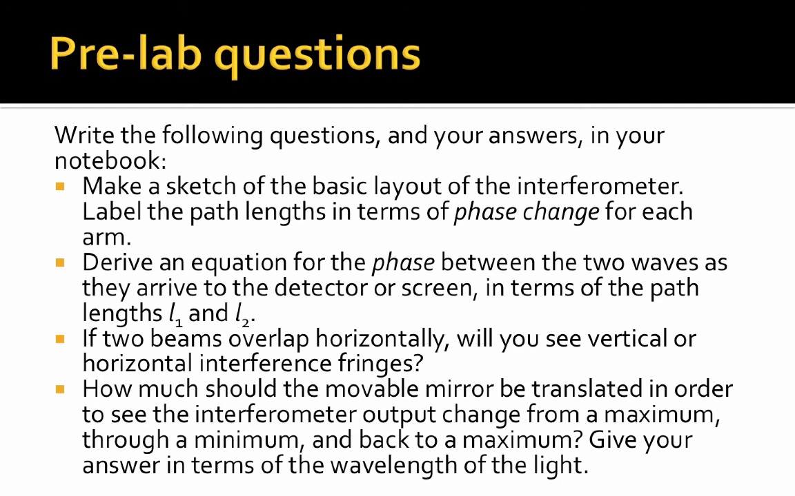Lastly, by how much should the movable mirror be translated in order to see the interferometer output change from a maximum through a minimum and back to a maximum? So this should be an actual distance in terms of the wavelength. How much should the movable mirror be translated? This will help you as you calibrate the piezo crystal, so this is a very important piece to be comfortable with as you come into lab.